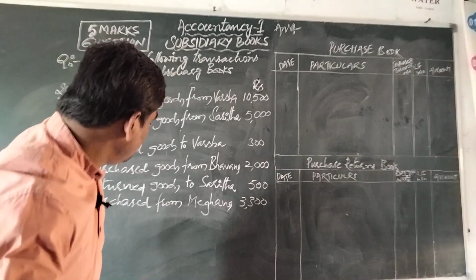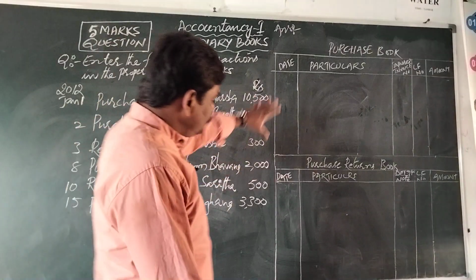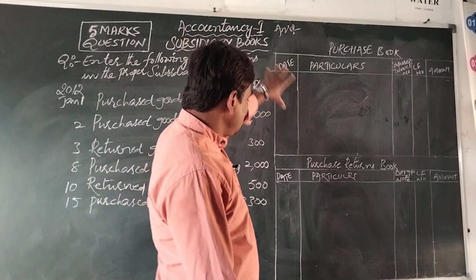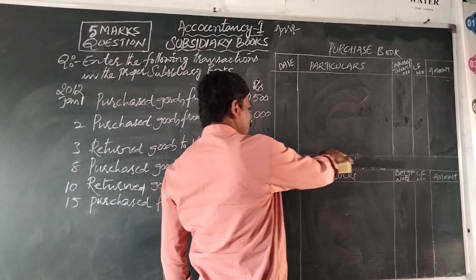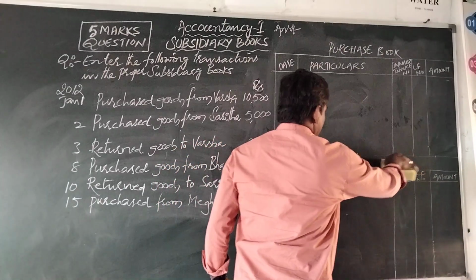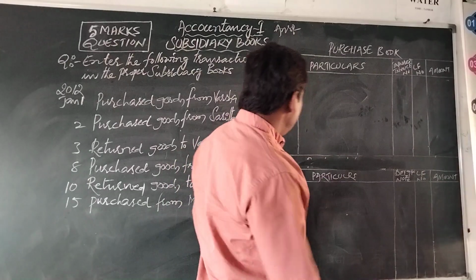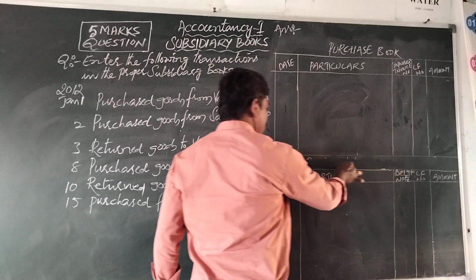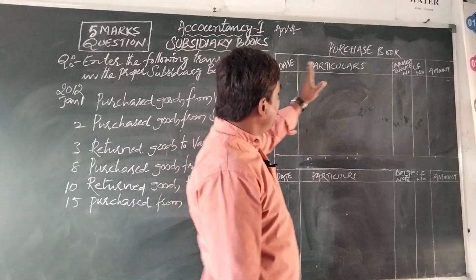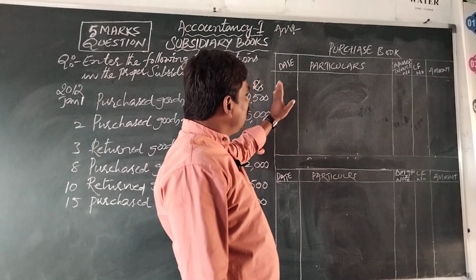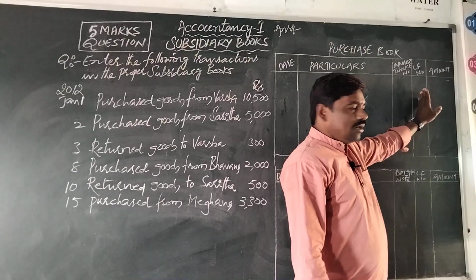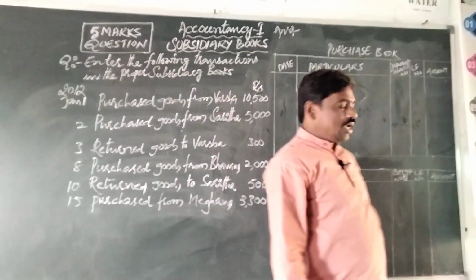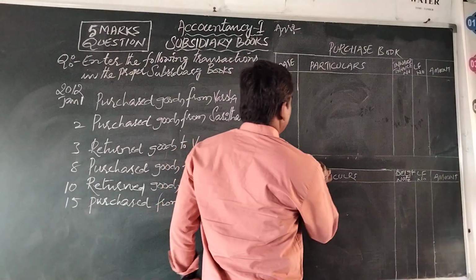Okay students, here I have already prepared the proformas. You observe here in the solution, you write the heads of the subsidiary books. The first one, purchase book, is already written here. In the purchase book there will be 5 columns: date column, particulars column, inward invoice number, ledger folio number, and amount. And come to the next one, purchase returns book.